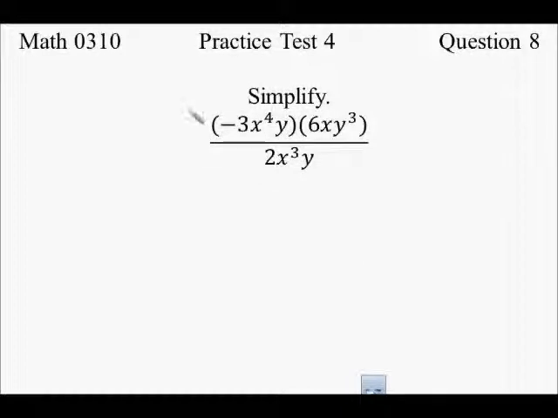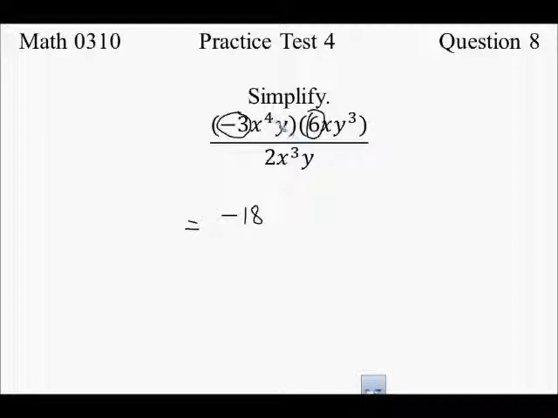Question 8, simplify. So we have this quantity times this quantity in the numerator on top of the fraction, divided by this expression 2x cubed y on the bottom. So first let's simplify the top of our fraction, the numerator, as much as possible. And we can do that simply by looking at combining each respective part. So let's begin by looking at our coefficients here. So we have negative 3 times 6 here. Negative 3 times 6 would give us a negative 18.